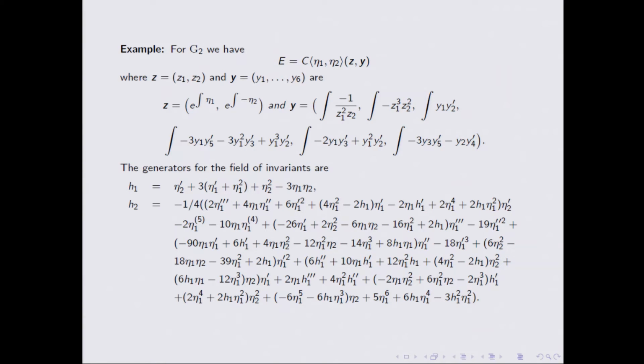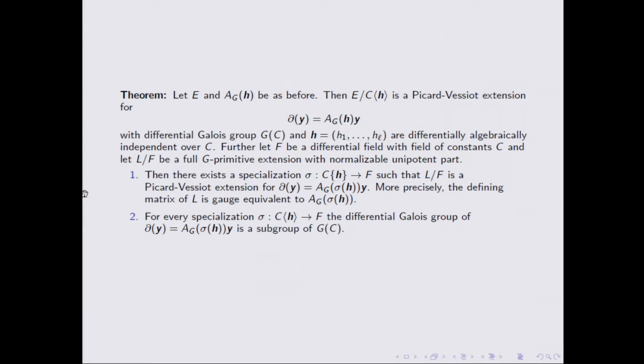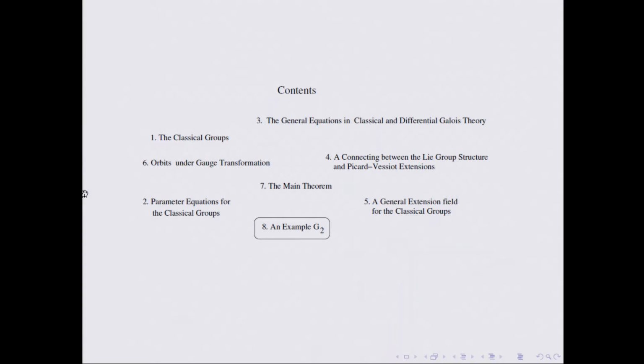Actually, what is true here is even more. This condition, normalizable unipotent part, can be dropped. So whenever you have a full G-primitive extension, then there is a specialization such that the specialized equation defines this extension. All right, the same holds also for the special linear group. For the other groups, I don't know. All right, thank you.